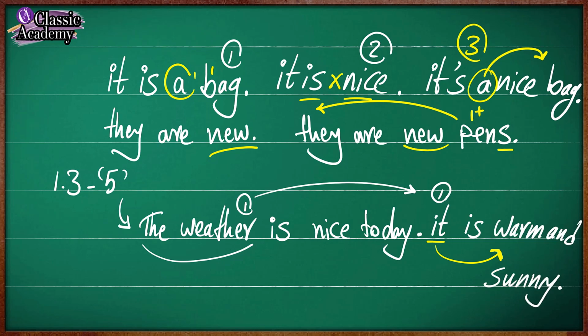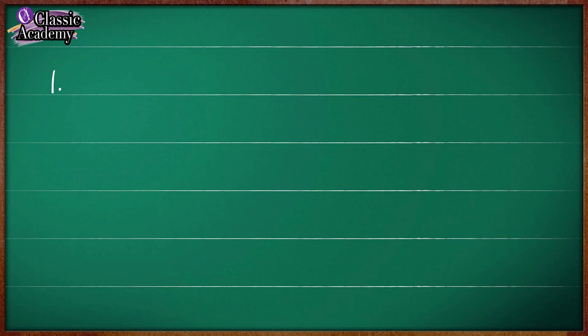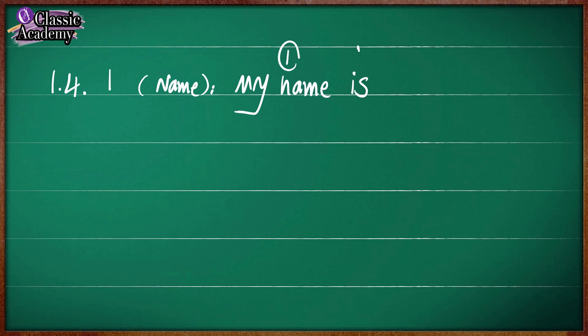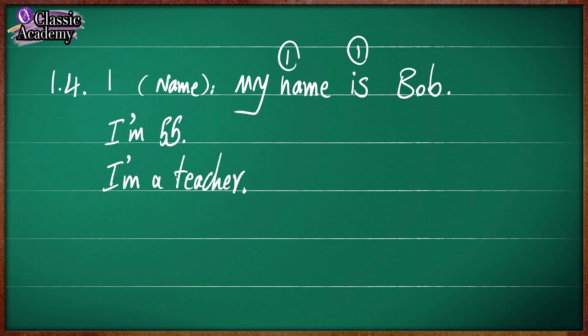Well, let's go for another exercise. 1.4, number 1. It asks about the name. You need to start your sentence with "my". My name, I have one name, huh? My name is Bob. You can say that. Okay. I am, or I'm, 55. Okay. I'm a teacher. Okay. This is 1.4, number 1, 1.4, number 2, 1.4, number 4, and the rest.